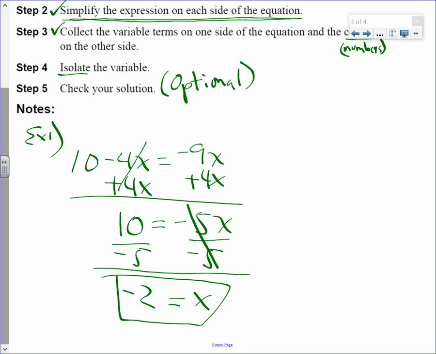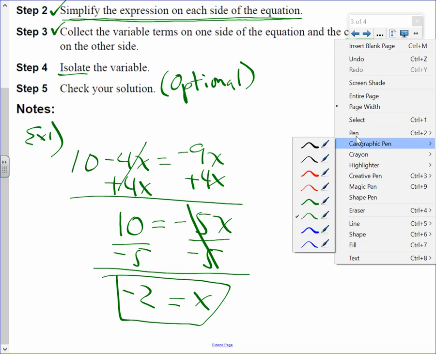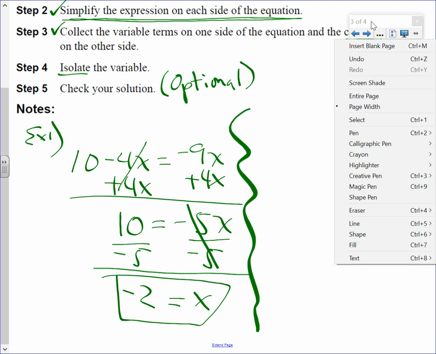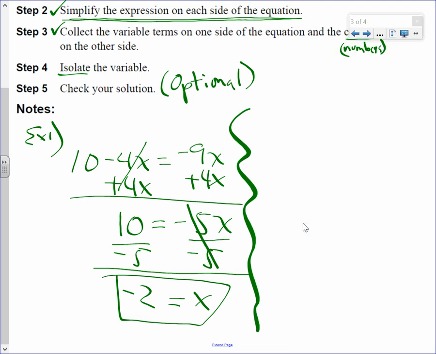Cool. Let me give you another option now. So we did all 5 steps. We got x by itself. Cool. What I want you to do on your notes is put a little squiggly line from top to bottom and rewrite the equation again. And I'm going to show you an alternative way to see if you like the alternative way. So I'm going to write the same equation. 10 minus 4x equals negative 9x.